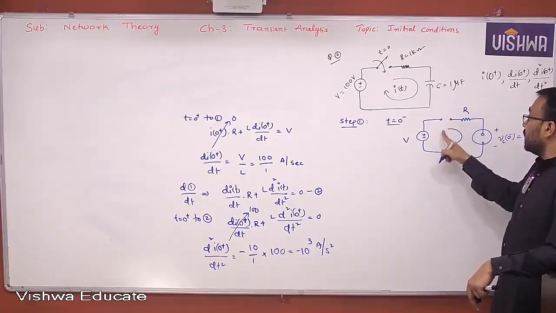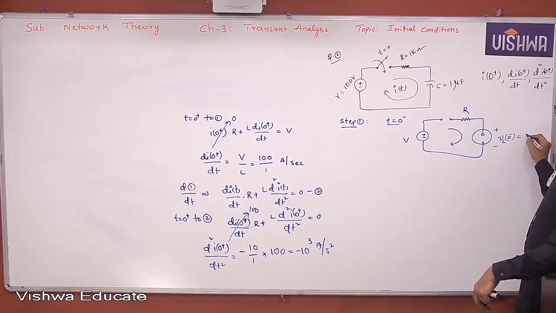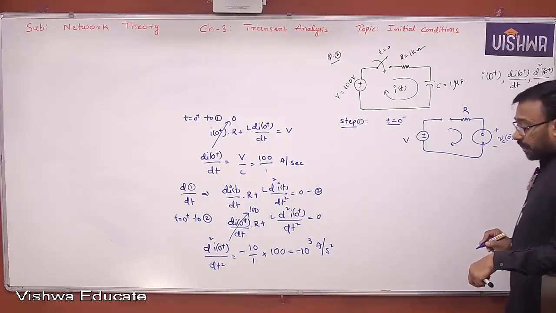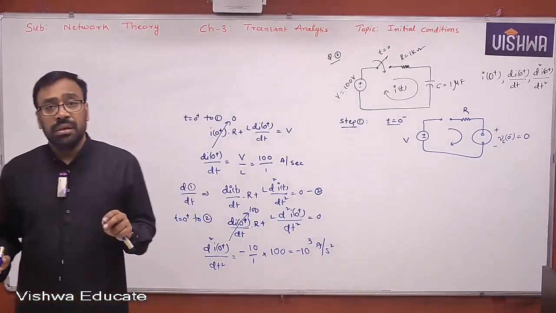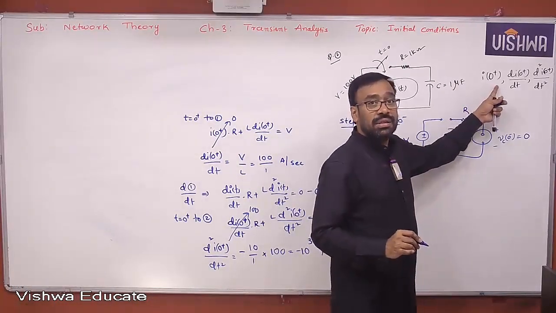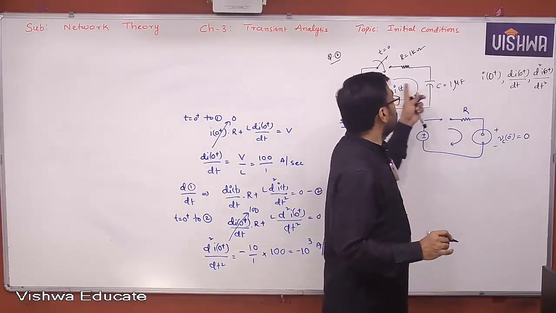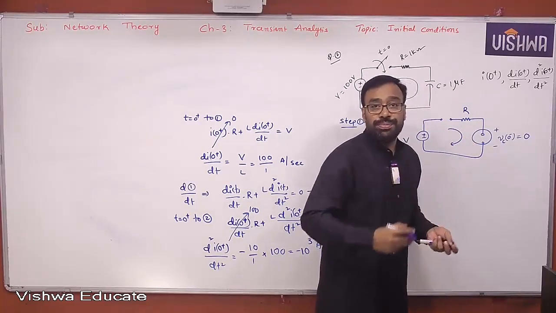Since it is an open circuit, you can't send any charge to the capacitor, so obviously the voltage across the capacitor is 0. And why do you want to find this voltage across the capacitor? Because what is the question asked here? i of 0 plus. i is not the current through the inductor. Other than the current through the inductor, you have to go for step 2.